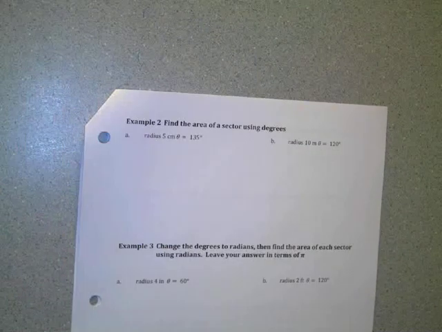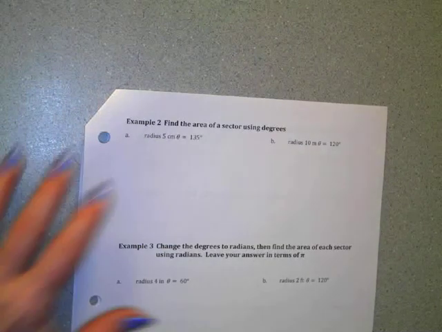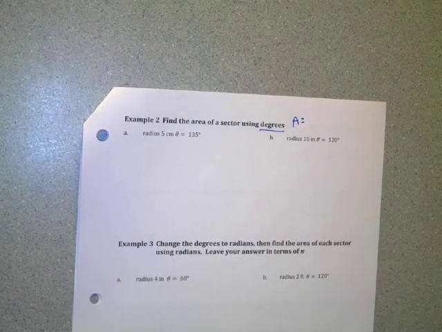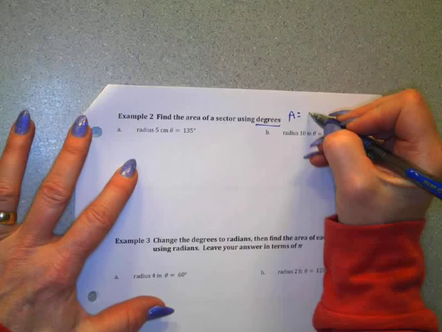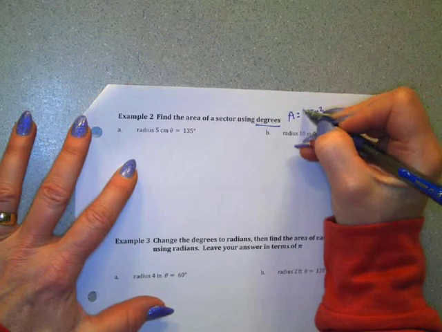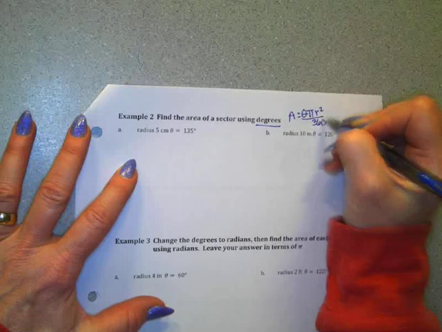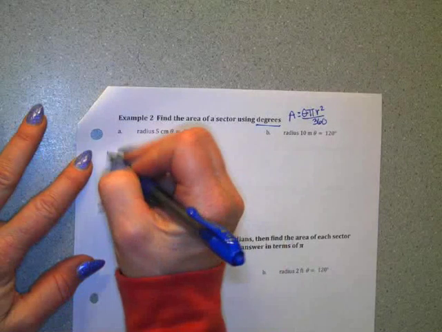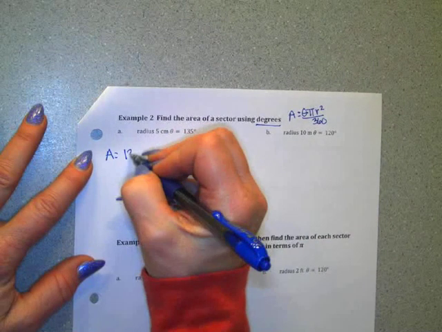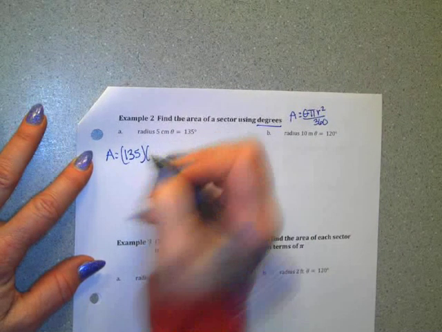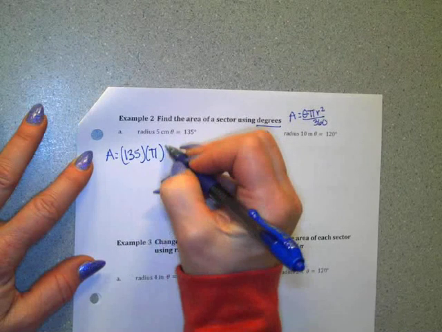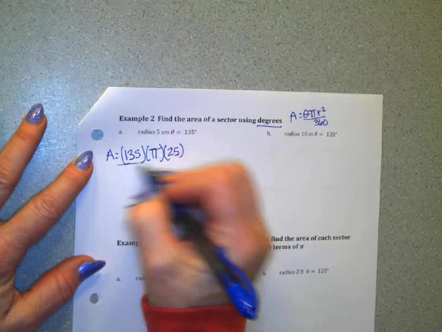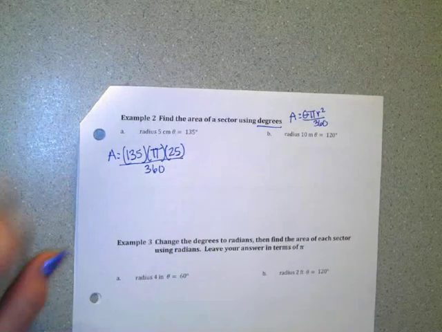So the second part of your assignment today is going to ask you to find the area of the sector using degrees. So let's see if we can create that equation without turning our paper over. So area is pi r squared, and I'm finding a part of it. So here's my part of my area. So in the first one, area is equal to, my angle is 135 degrees, multiplied by pi, multiplied by the radius, which is 5 squared, so I'm just going to do that in my head, 25, and then remember it's out of the 360.